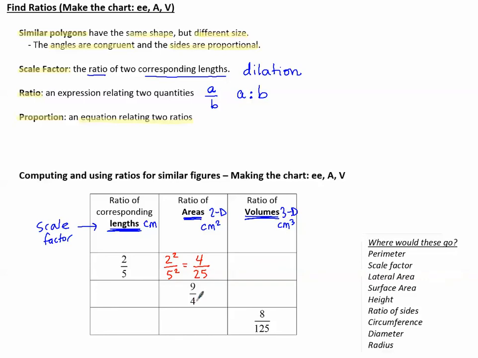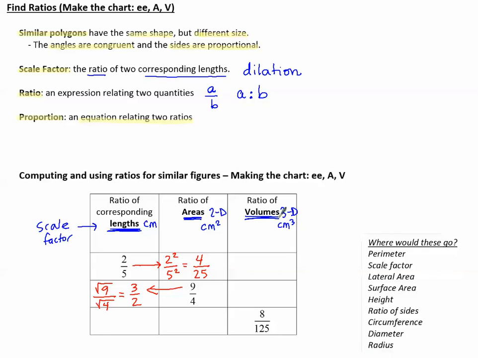If we're going backwards from the ratio of areas to the corresponding lengths, then we want to do the opposite of squaring, taking the square root of 9 and the square root of 4. The square root of 9 is 3, the square root of 4 is 2. So the scale factor, or the ratio of lengths, is 3 over 2. So we know going from the lengths to the areas, we square it. Going backwards from the areas, we take the square root.